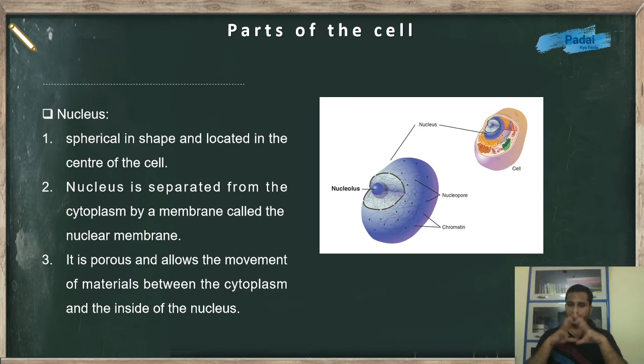When it comes to the nucleus, it is spherical in shape, and it is located at the center of the cell, right? The nucleus is separated from the cytoplasm by a membrane called the nuclear membrane. So the nucleus is covered by a membrane. That is how it is separated from the cytoplasm. It is porous and allows the movement of materials between the cytoplasm and the inside of the nucleus. Porous means it has tiny holes which allow materials to be transported from the cytoplasm to inside the nucleus.